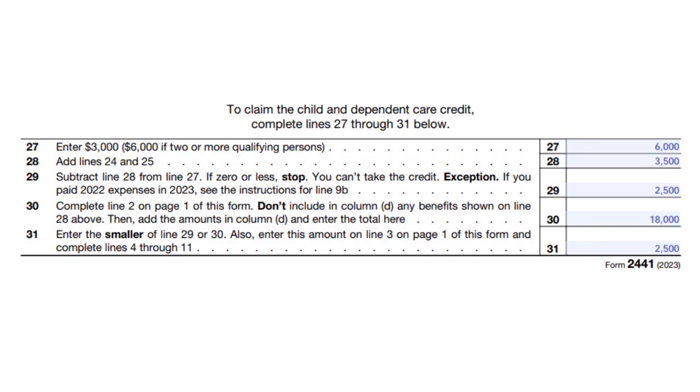And basically for line 30, the amount is 18,000. This is because of line 2 of page 1 of this form, and you want to enter the smaller of line 21 or 30. And in our case here, it is 2,500.